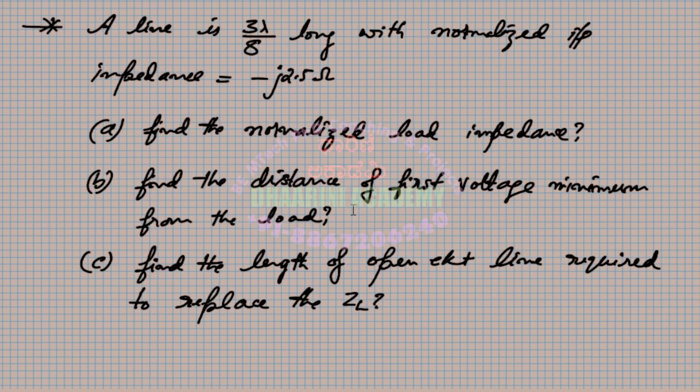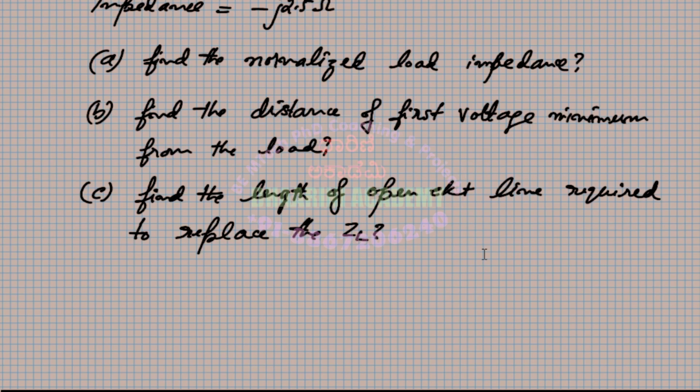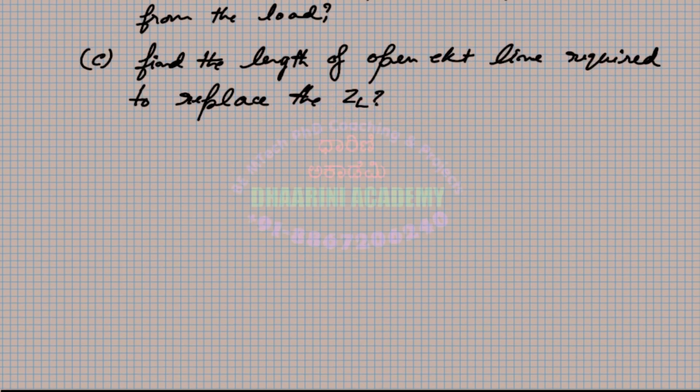And what is the length of the open circuited line required to replace the Z? These are the three questions we have. Okay, so first let's quickly look at the representation of the line.